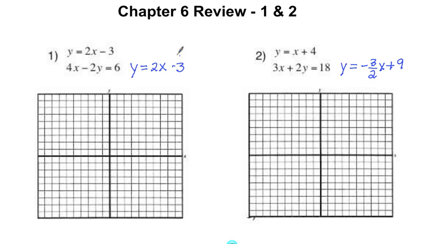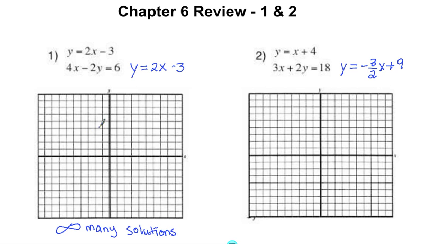So you should have gotten y equals 2x minus 3, and you should already notice that if my first equation is y equals 2x minus 3, and my second equation is 2x minus 3, then that is the same line. So that's going to give me infinitely many solutions. And I'm going to write that first. But we do want to graph it too.